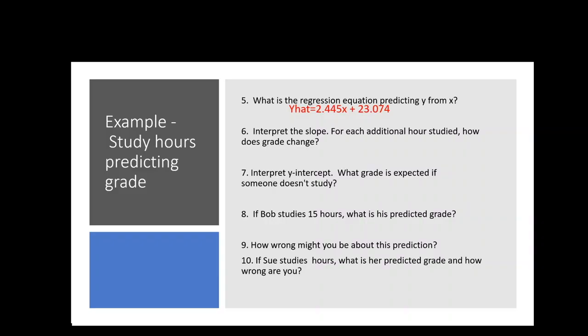But remember, we pulled these numbers out from JASP. So we found our slope to be 2.445, and we found our y-intercept to be 23.074. So this is how it would look. Now I want you to interpret the slope. This means for each additional hour studied, how does your grade change? Well, it's going to go up 2.445%. Do you see how that's helpful?